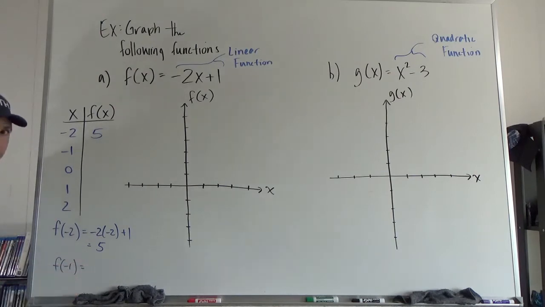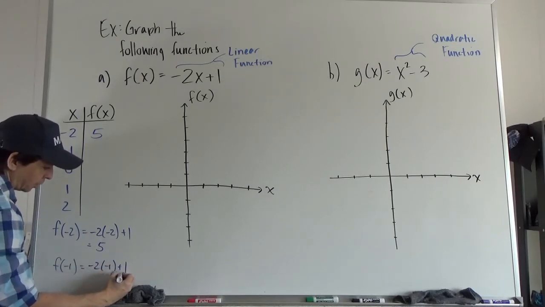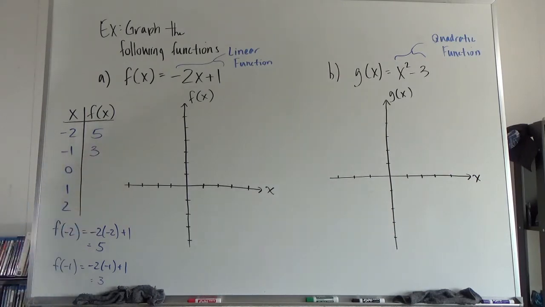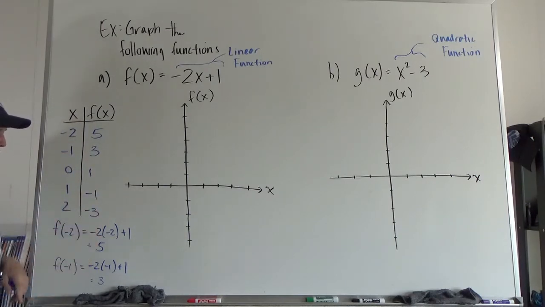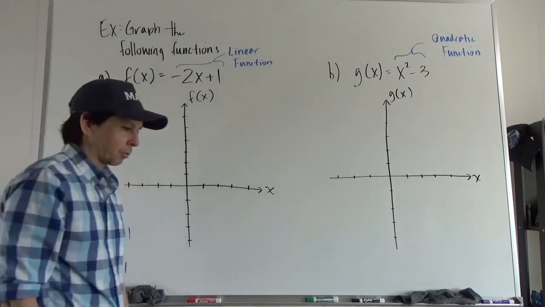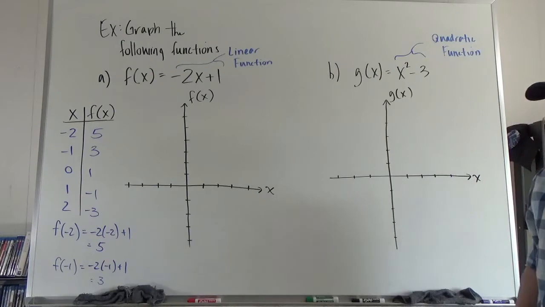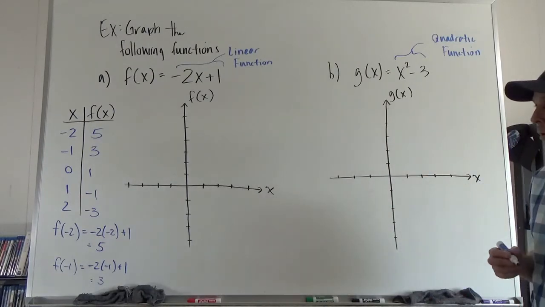Next one is -1. I'm plugging into the same function, -2 times -1 plus 1, and that gives me 3. I'm going to do the rest quickly, but it's the same idea of just plugging in different values. 0 in for x gives me 1. 1 gives me -1. 2 will give me -3. I'm not going to show the work for that. I'm not going to take up too much time in this video, but the idea is I'm just plugging in all those x's that I chose into the function and getting the output.